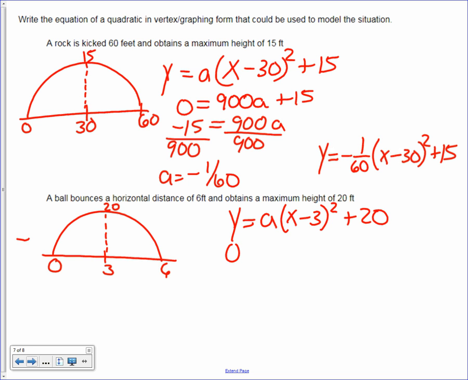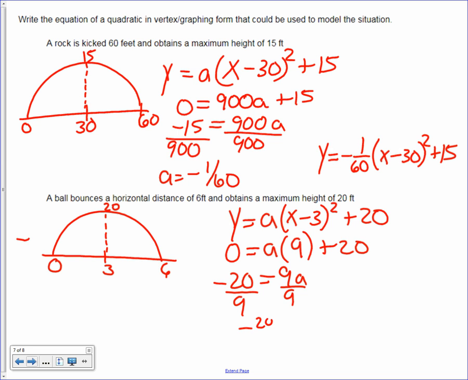Again, I'm going to plug in 0, 0. So 0 minus 3 is going to be negative 3 squared is 9. So I get negative 20 equals 9a. So I'm going to get negative 20 over 9 equals a. And I just replace it in my equation. So y equals negative 20 over 9 times x minus 3 squared plus 20.